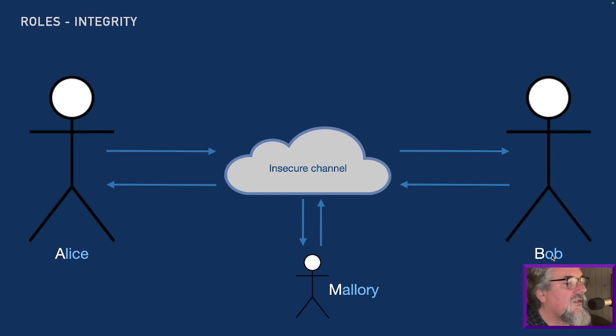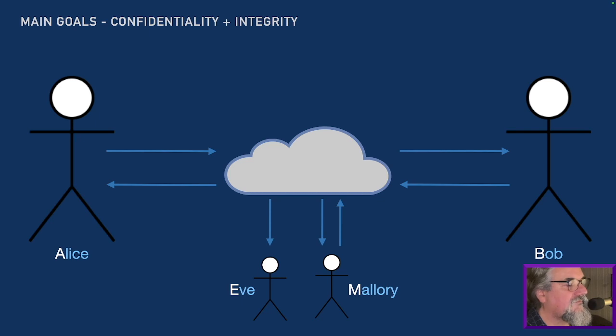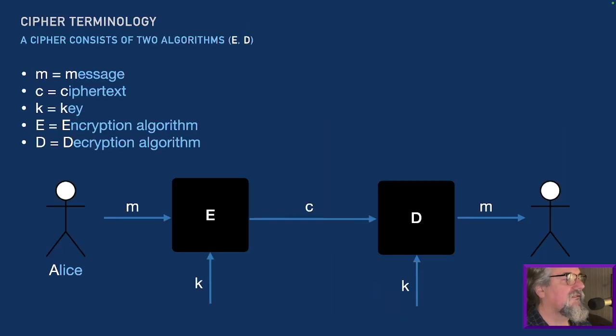And here, the goal is that Bob must be able to know if the message has been changed or not. Bob cannot stop Mallory from changing some bits in the traffic, but Bob must be able to detect if the message has been changed. So there are mechanisms how we can achieve that too. So to be able to communicate securely between Alice and Bob, you have to achieve both confidentiality and integrity. All right. So we start a little bit with the terminology.